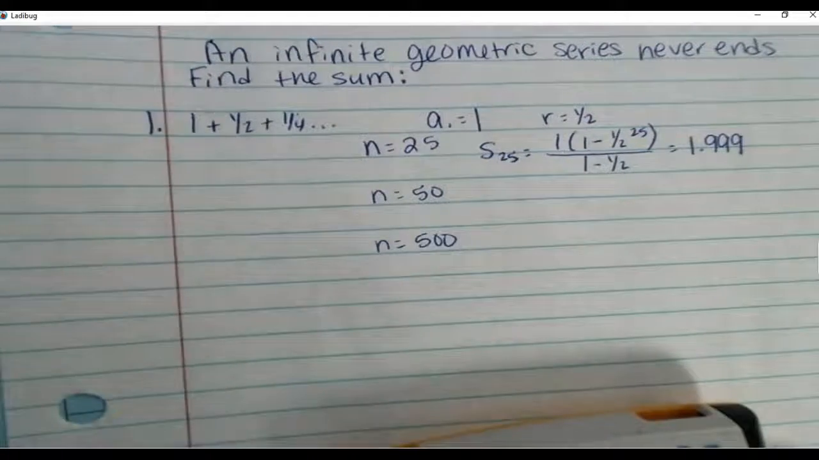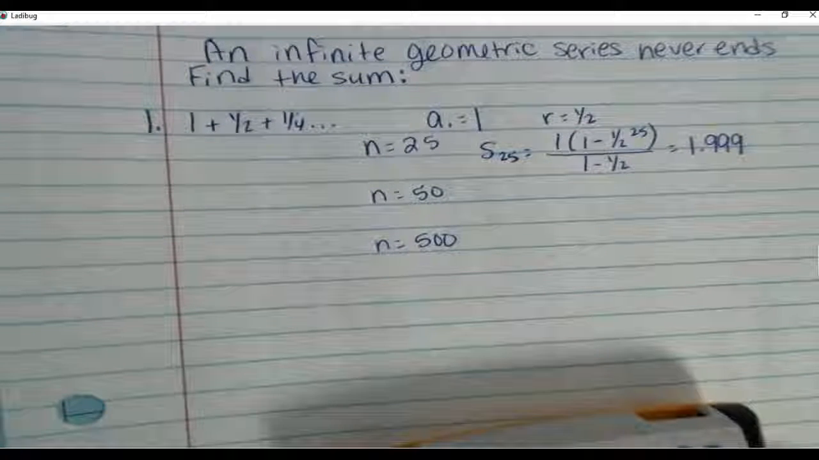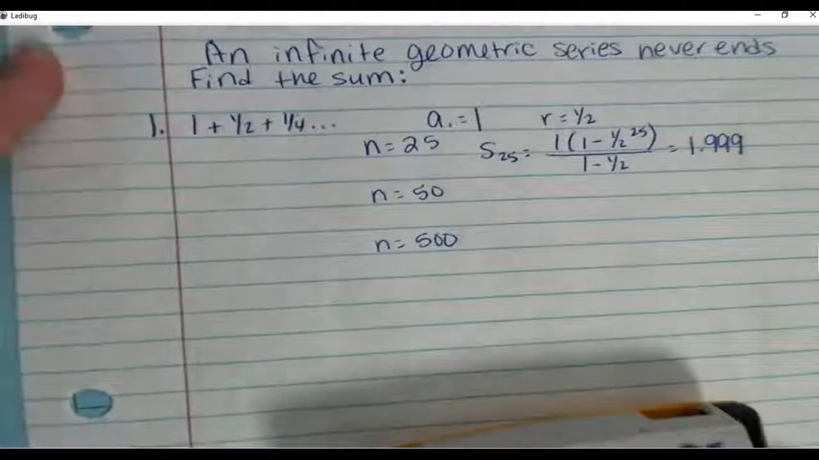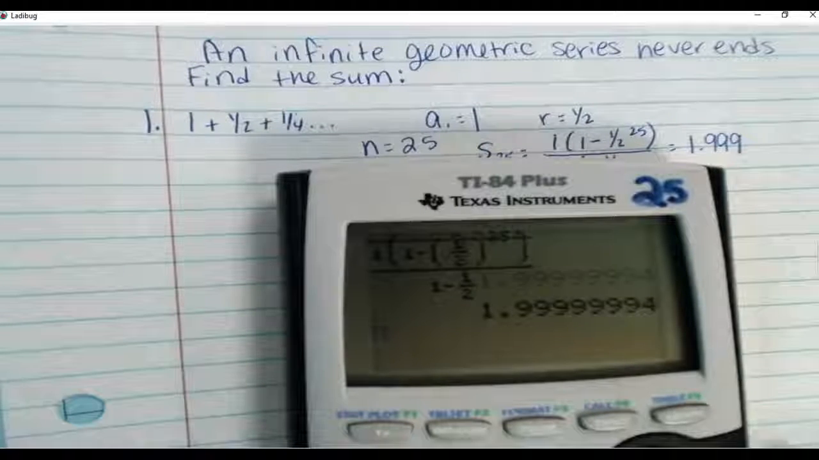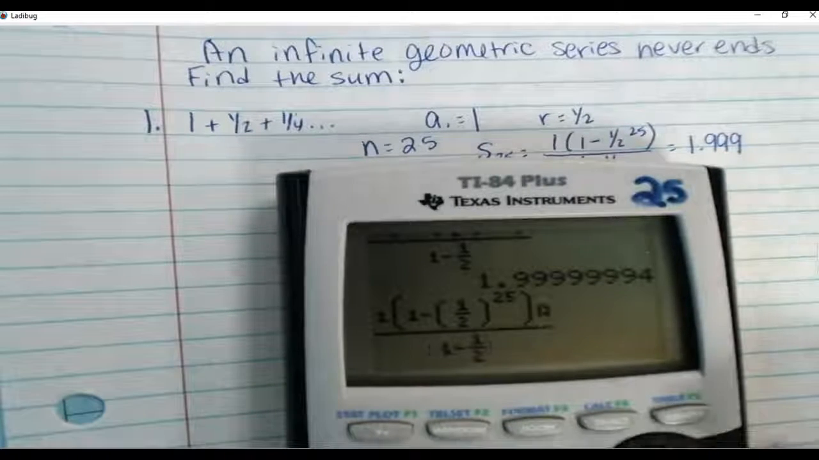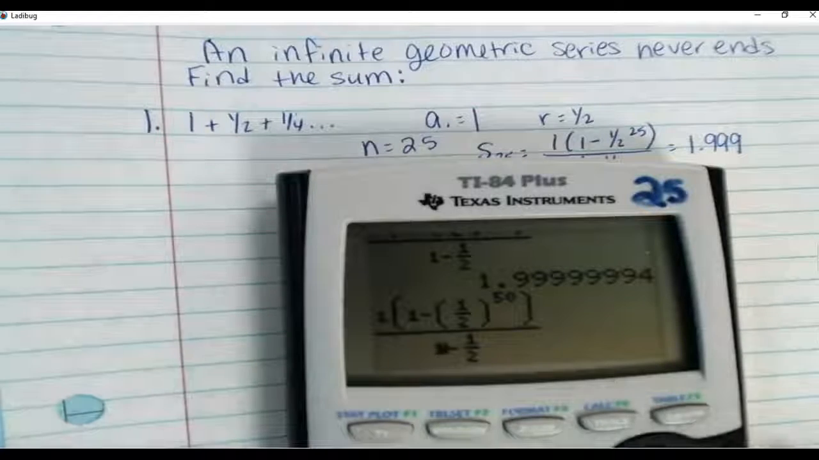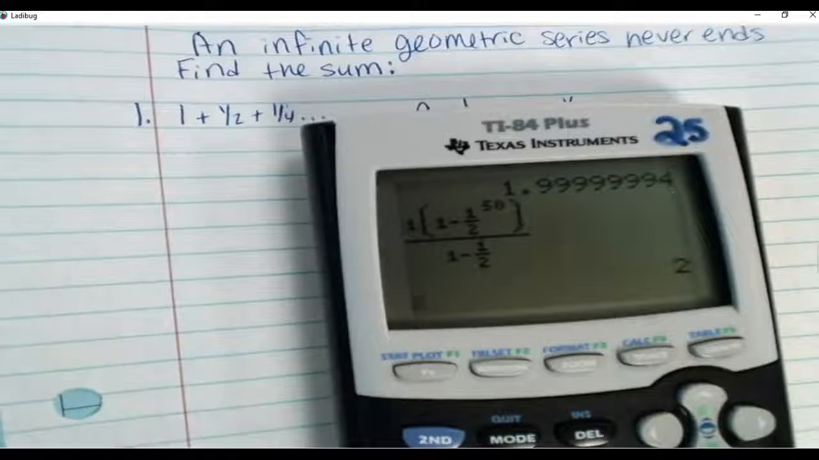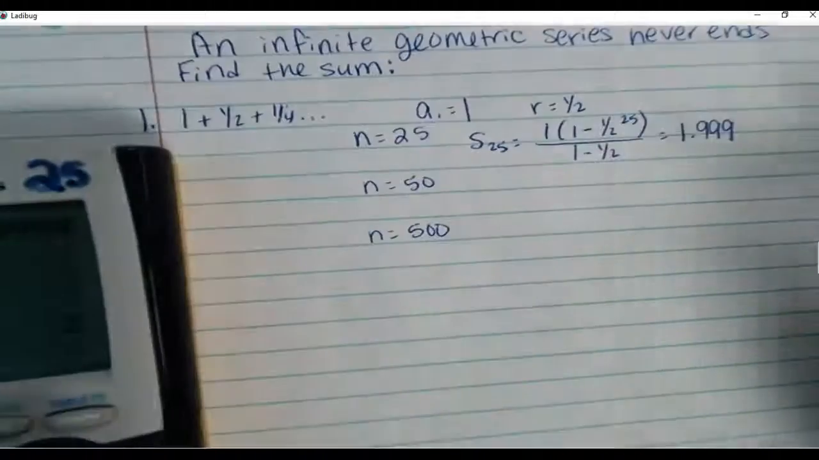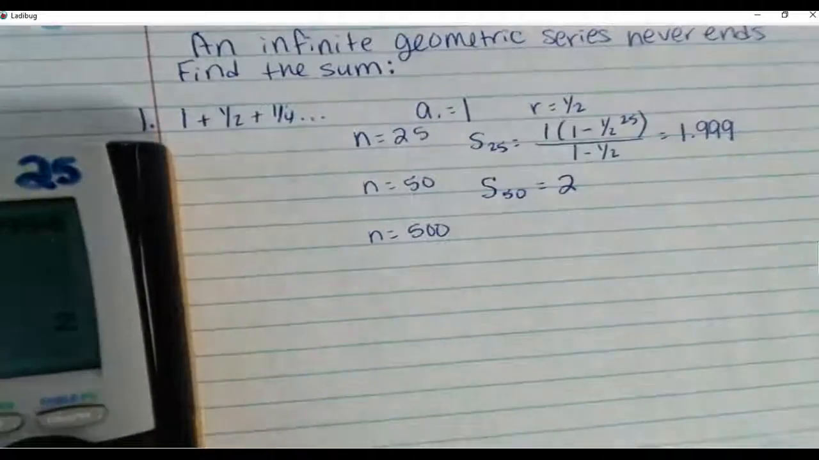Well, now we want to find when n is 50. Same exact formula. What's the only thing that changes? Yeah, the exponent. So now instead of 25, I want 50. If you don't want to type all that in again, you can just hit second enter, and then you can just go up here to the 25 and make it into a 50. And that's the easiest way to do it. Then you don't have to type it all back in. And then we hit enter. And we get 2. So the sum of the first 50 terms is 2.